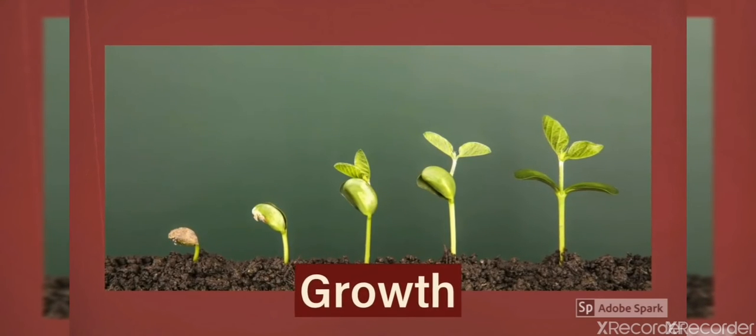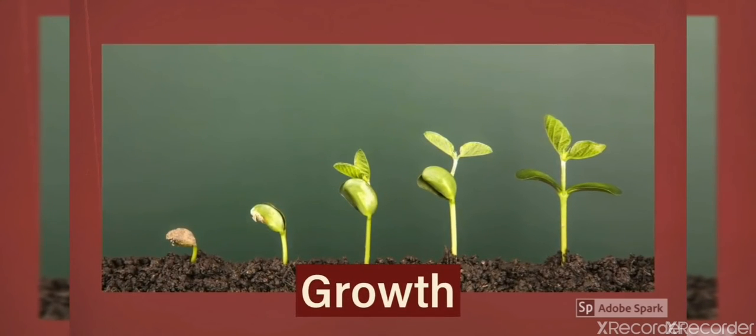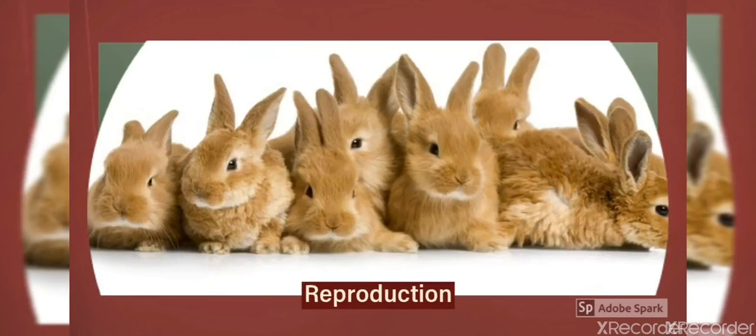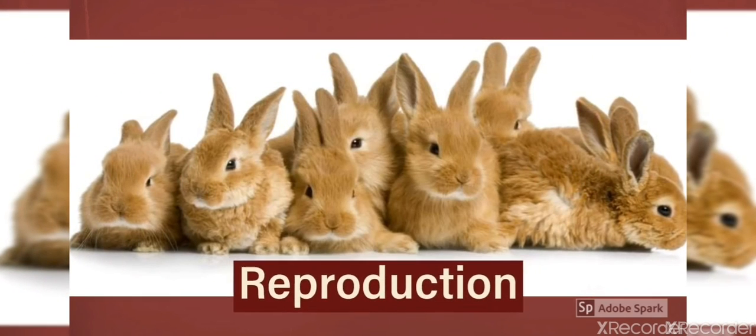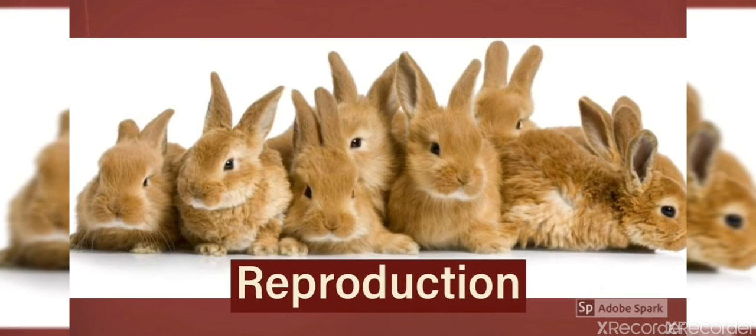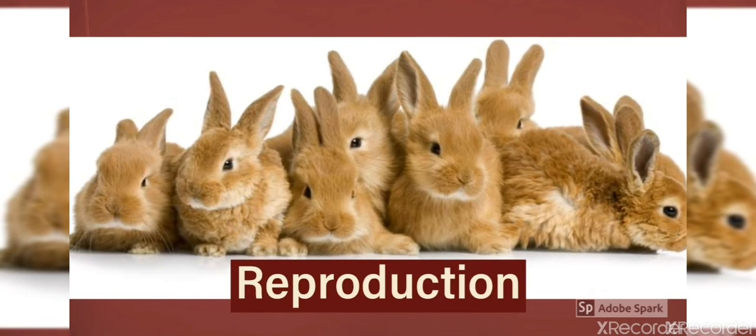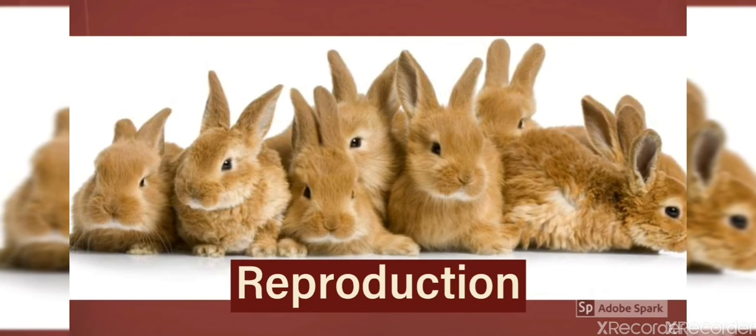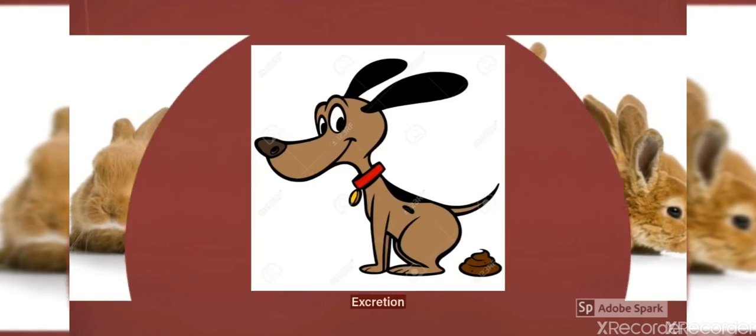G is for growth, which means, well, get bigger. The second R is for reproduction, which means make a new version of. In animals, that means making babies, but in plants, it could mean making seeds.